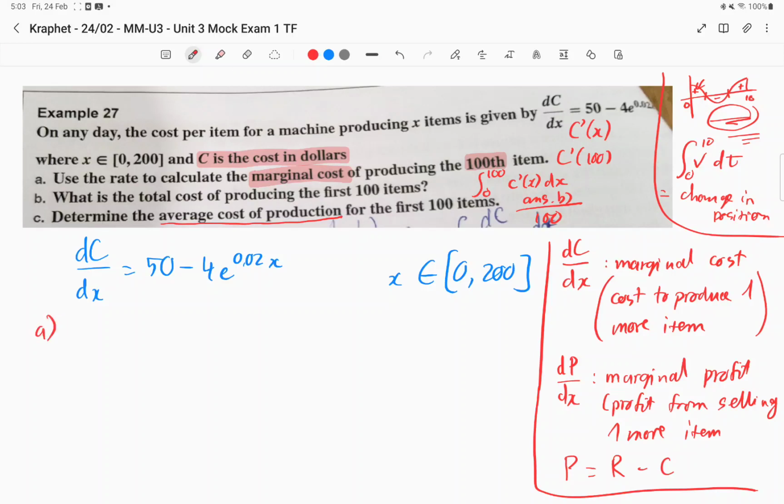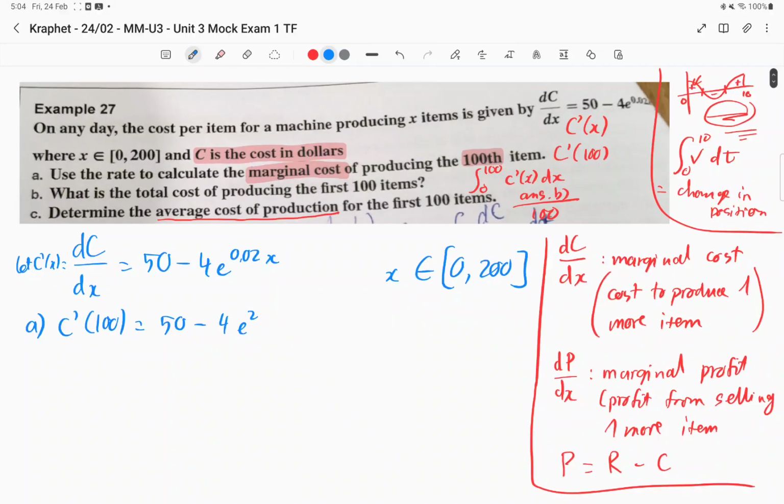So first we need to let C dash x equal to this. So we have to define a new notation. And then C dash of 100 would be 50 minus 4e to the power, so 100 times that, just e squared. I'm not sure, is this a calculator question, Peter? No, so tech free, right? Yeah. Okay, that's fine, we'll leave it as exact values.